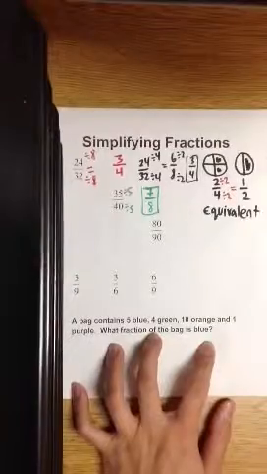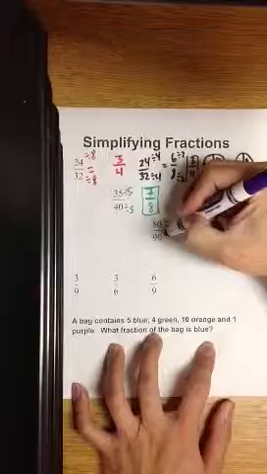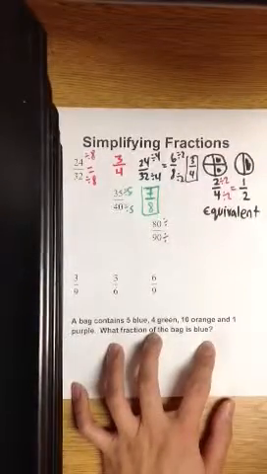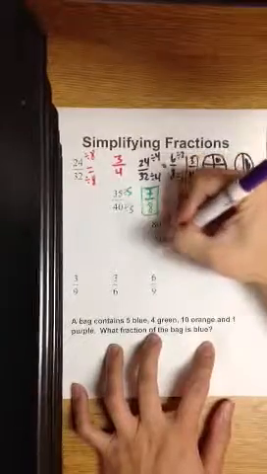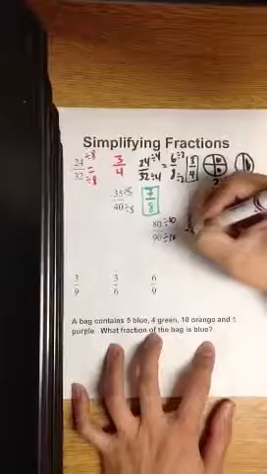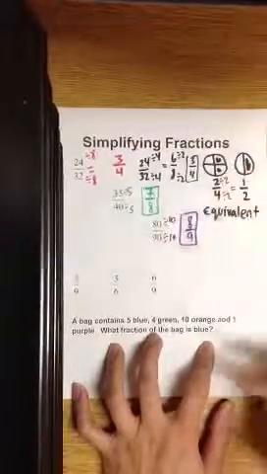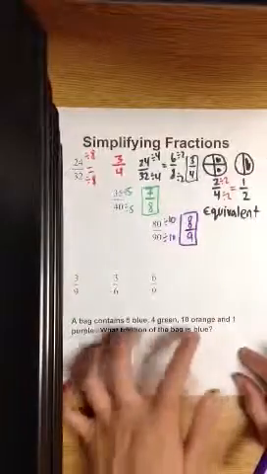And our last example is 80/90. What is the greatest factor that goes into 80 and 90? Well, it ends with a 0, so let's try 10. 80 divided by 10 is 8. 90 divided by 10 is 9. So 80/90 is the same or equivalent to 8/9.